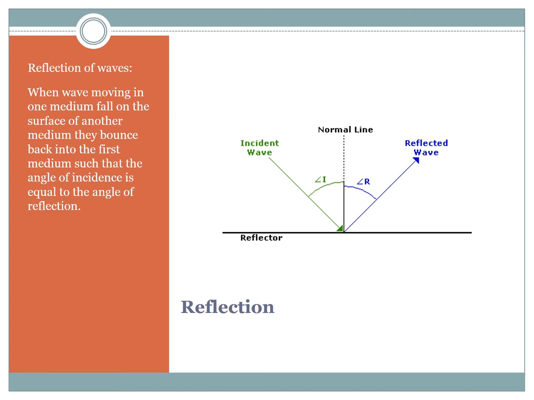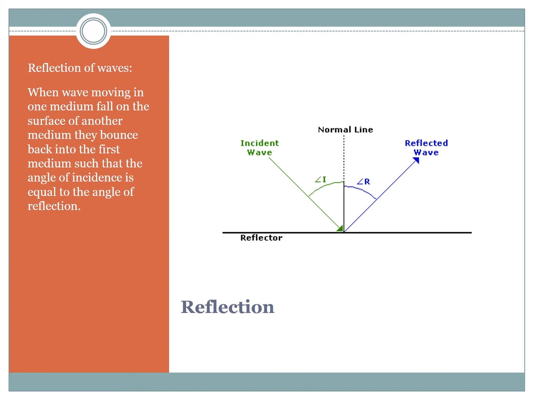Initially, we will discuss reflection. To produce reflection of the wave with the help of a ripple tank, we have to place a barrier in the ripple tank. The water waves will reflect from the barrier.